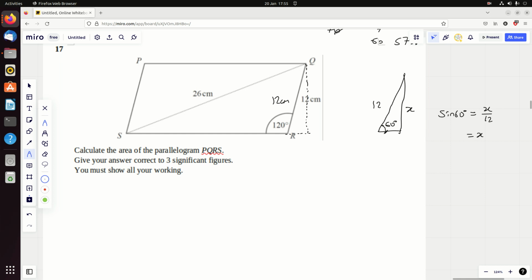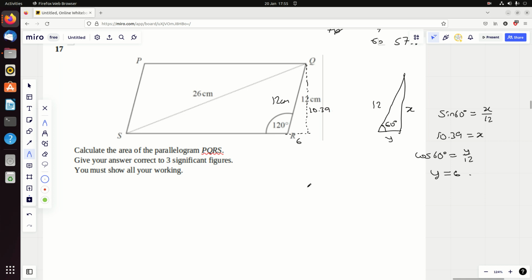I'm just working it out on my calculator. I've got it in the wrong mode. Okay, I get 10.39. I can also find this little bit down here, because cos 60, well, let's call this y, is going to be y over 12. And if you work out cos 60 and times it by 12, you get y, because that's a half times 12 is 6. And so this little bit is 6, and this bit is 10.39.